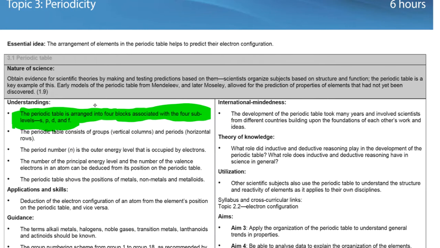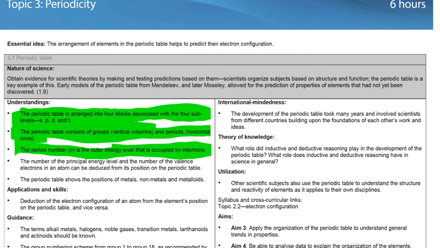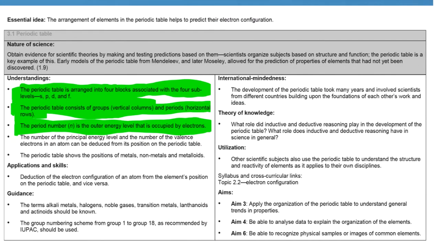But the essential idea here is that the periodic table's position of atoms or elements is based on their sublevels that are occupied. The periodic table consists of groups. Groups are the vertical columns, and periods are the horizontal rows. That's just something you need to remember. The period number n is the outer energy level that is occupied by electrons. So if we had period 1, that means that the element's highest energy valence electron is going to be in the first energy level. If we're at period 3, that means the highest energy electron, or one of the valence electrons, is going to be in the third energy level.